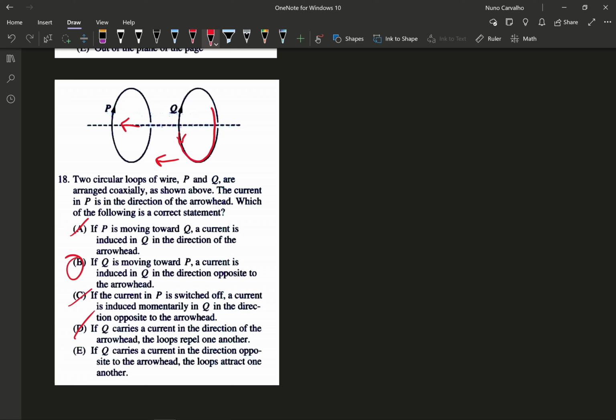If the current is going like this, then the magnetic field will be like this, but either way, we have currents that are going in opposite directions, and they actually will repel one another, and so E is incorrect as well. So the answer choice here that is correct is going to be B.